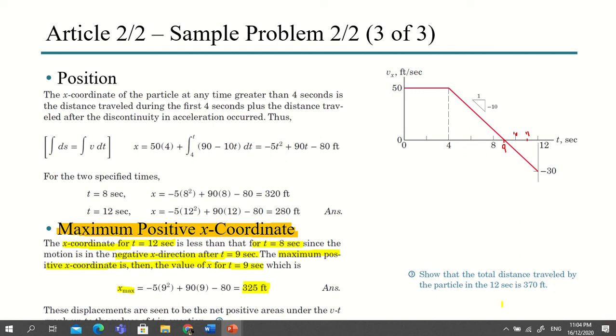So you have to take note, or for your practice, try to show that the total distance traveled by the particle in the 12 seconds is 370 feet. Or you can just look at the illustration here. You calculate the area here, plus the area here, then you will get the total distance traveled by the particle. So that in the 12 seconds is 370 feet. Try to check that one, you just calculate the areas, because the displacement is just the areas under the curve.